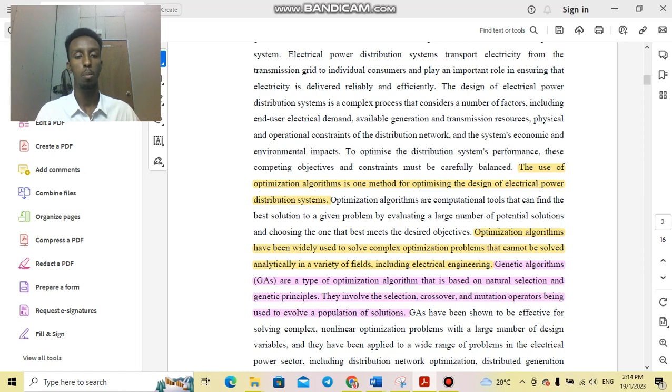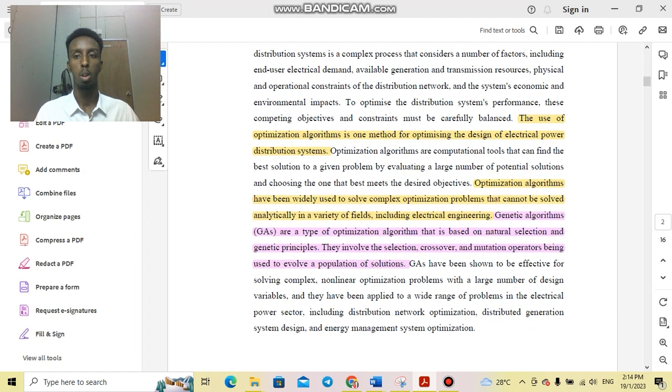The use of optimization algorithms is one method for optimizing the design of electrical power distribution systems. Also, optimization algorithms have been widely used to solve complex optimization problems that cannot be solved analytically in a variety of fields, including electrical engineering. So our title is this one, genetic algorithm.